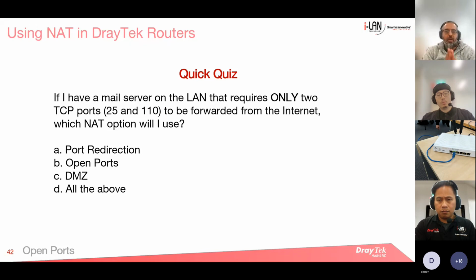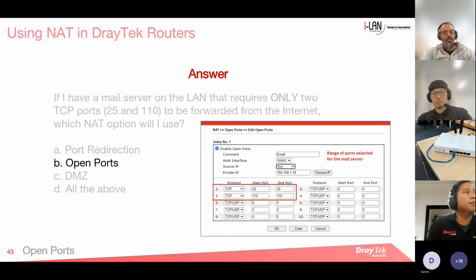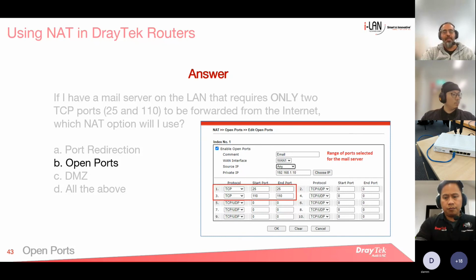If I have a mail server on the LAN that requires two TCP ports, 25 and 110, to be forwarded from the internet, which NAT option am I going to use? Is it A, port redirection, B, open ports, C, DMZ, or D, all of the above? Again, I'll make it even easier. It's not D. Go for it. All right, a bunch of B's coming in. Well done. The answer is B, open ports. So we're going to enter the port required as shown here. For single port numbers, we have the starting port and ending port in the range to be the same numbers.